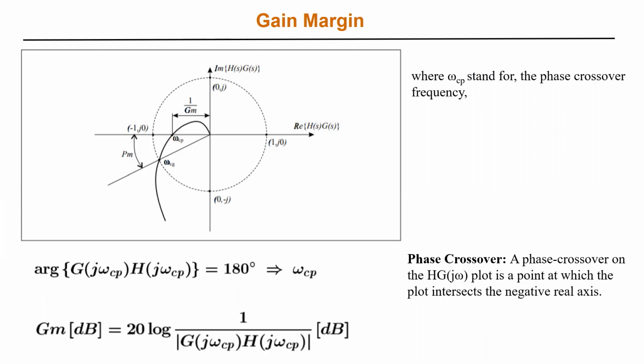To find the gain margin, first find the phase crossover. Find omega c such that the angle is 180 or minus 180, because if you are moving in this direction, it's going to be minus 180. Once you get omega, substitute it in the magnitude and take 1 over the magnitude. That will give you the gain margin. Take 20 log of that quantity, and that will be in dB.